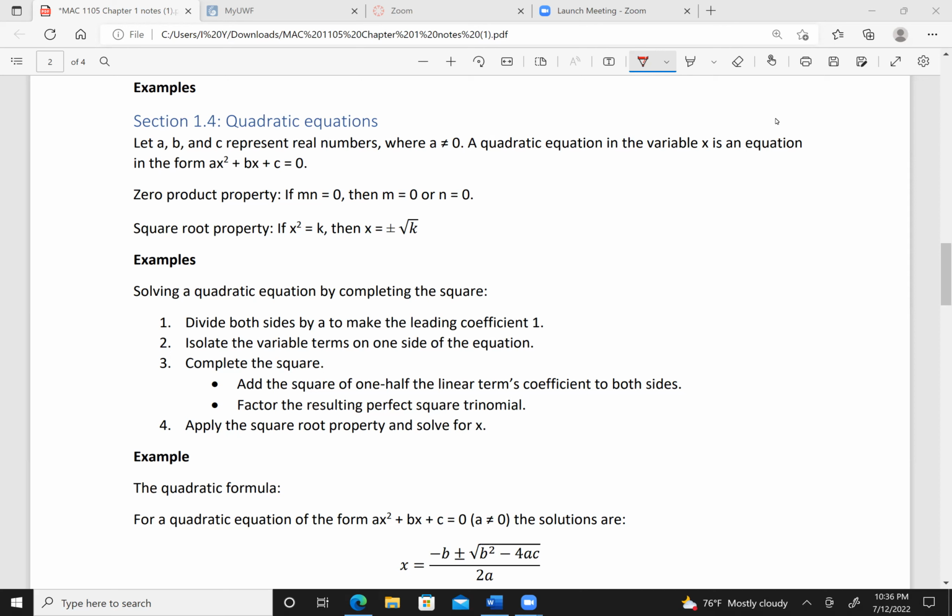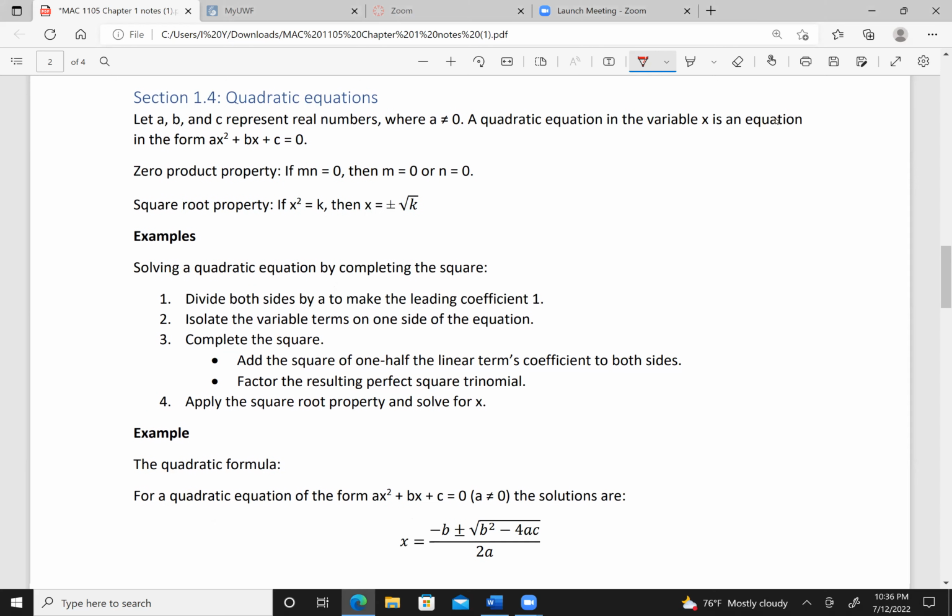We have a couple of properties. We have something called the zero product property, which you're probably familiar with. It says if m times n equals 0, then either m equals 0 or n equals 0, or possibly both. Then we have a square root property, which says if x squared equals k, then x equals plus or minus the square root of k. In this section, we'll be using the plus or minus when we take the square root. So let's look at an example of this.